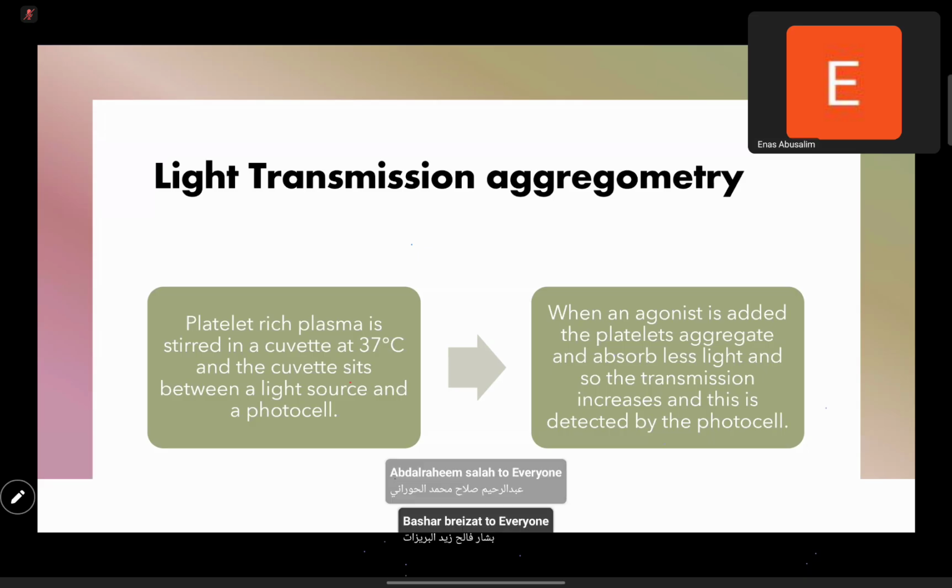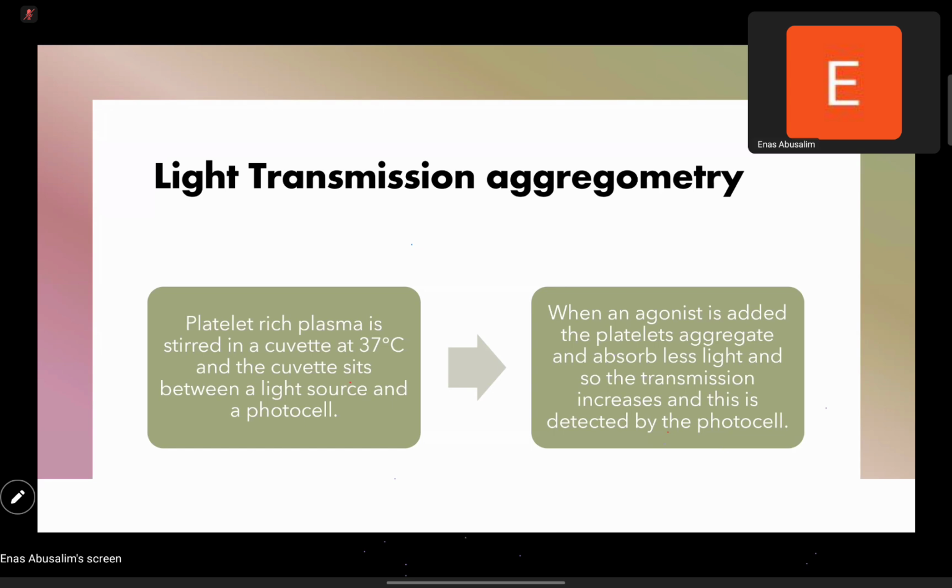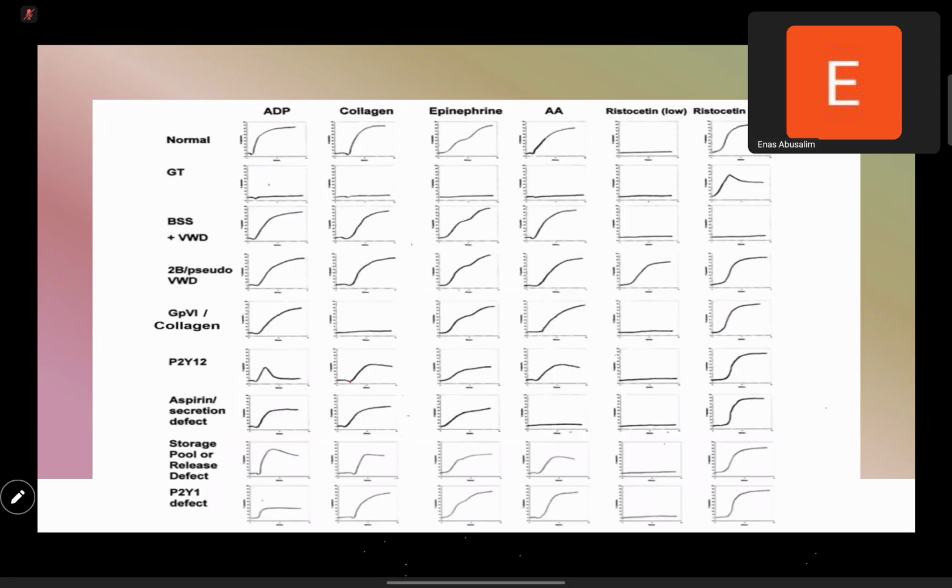So if you do have a waveform, it means that the platelets were activated, therefore responded normally to the agonist. And that helps us determine if the patient's platelets are working normally to each specific agonist, okay? Sorry, I should have had a scheme so I can explain it to you. So this is the curve that's generated from the photocell after the platelets aggregate.